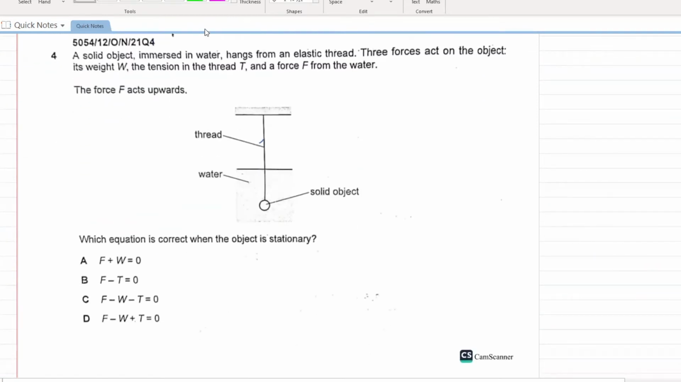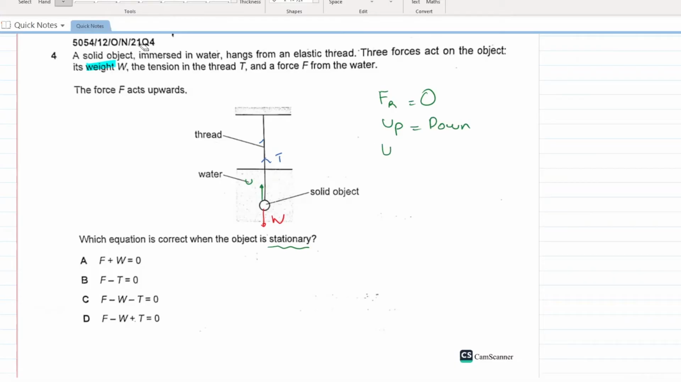A solid object immersed in water hangs from an elastic thread. Three forces act on the object: its weight, the tension in the thread, and the force from the water. So the weight will act downward. The tension always acts away from the object, and there is an upward force. Let's see what else is written. Which equation is correct when the object is stationary? So when you are stationary, your resultant force is equal to 0. Up forces are equal to the down forces. What are the up forces?